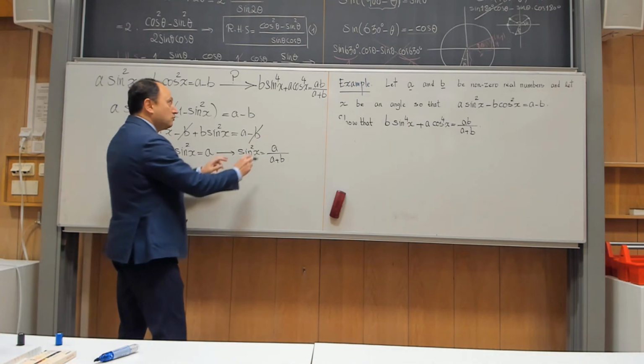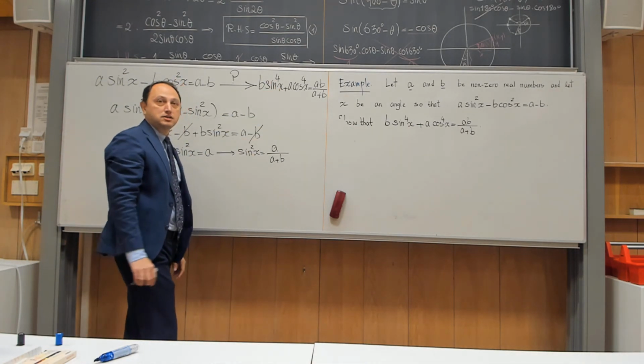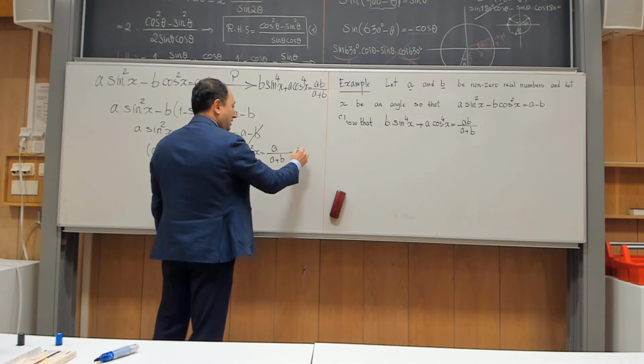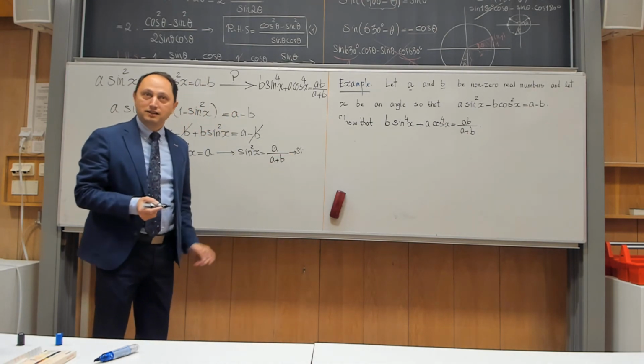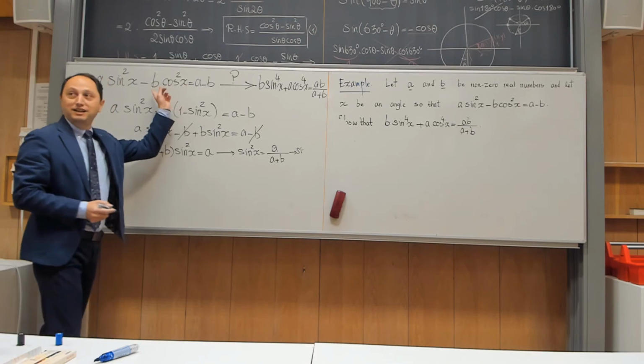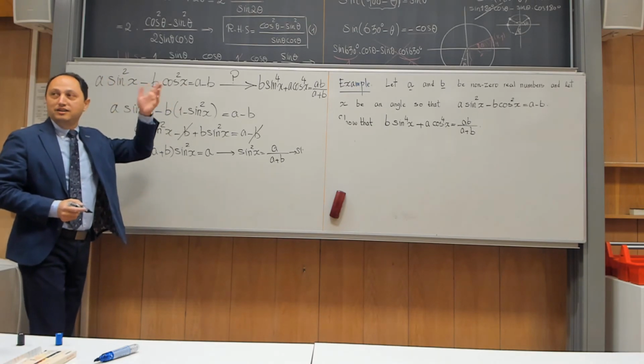But what I need here is sine to the power of 4. So what I do now is I square. So now you see, it was practically not possible there, but still the idea was not useless.